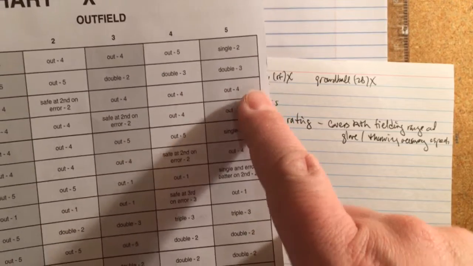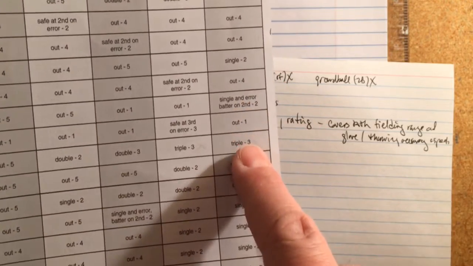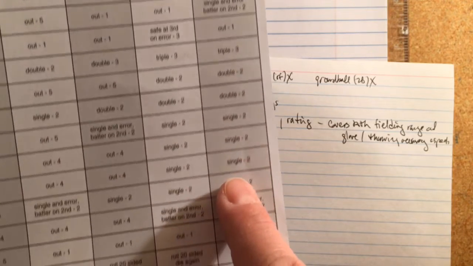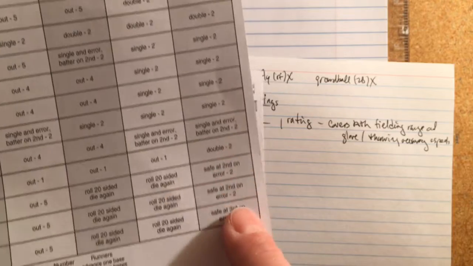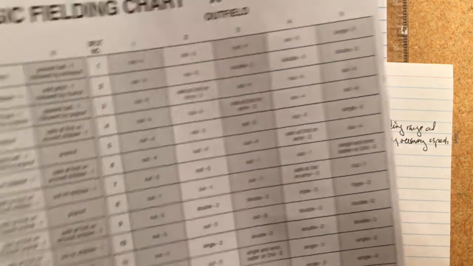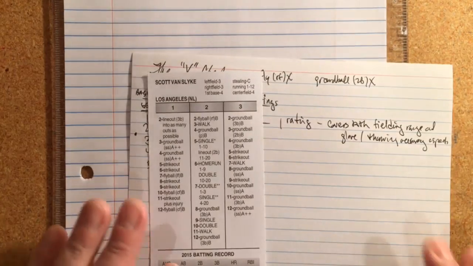I guess there are some 5s as well in the basic. I thought there weren't, but I guess there are. And you can see single chance, double, single, error, triple, double, double, single, singles, single, single. I mean, you could just see how as you move across this sheet, the players get poorer and poorer. So for the basic fielding chart, that's what you're going to get.